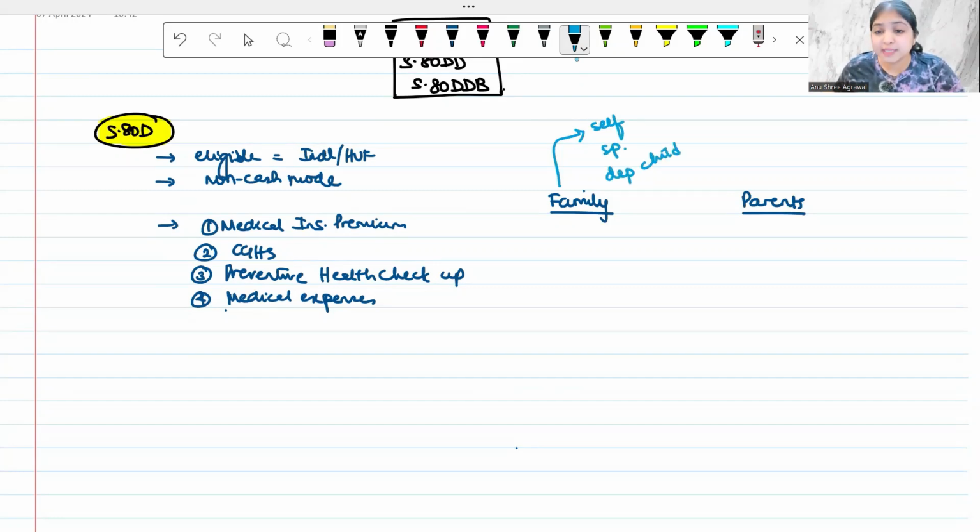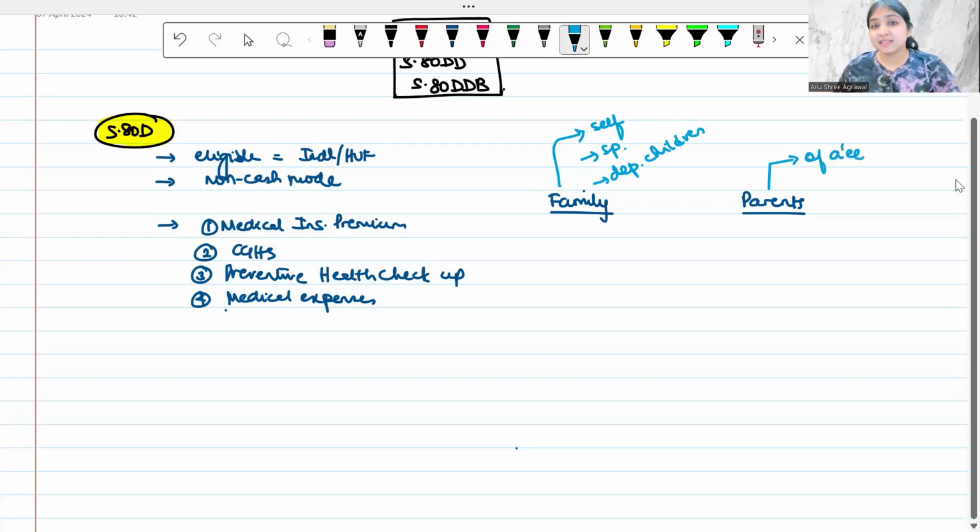See, if you remember, in section 80C, we spoke about all children, whether dependent or not does not matter, guys. But under 80D, we are talking only about dependent children. Okay. So under the family category, you have 3 people: self, spouse, and dependent children. Under the parents category, you have parents of the assessee. We're not talking about parents of assessee's spouse.